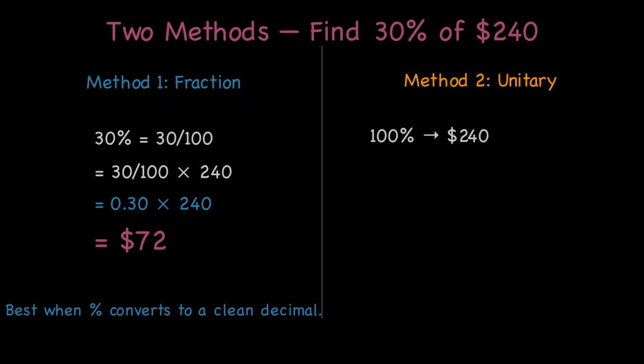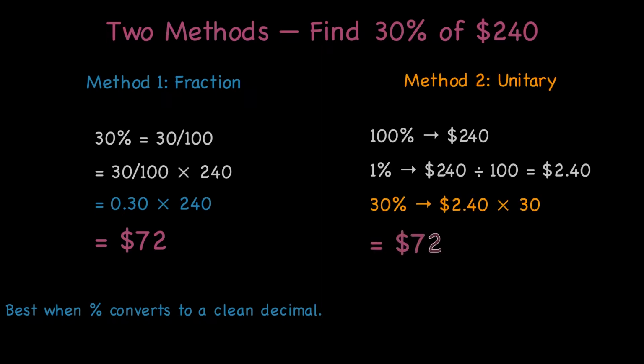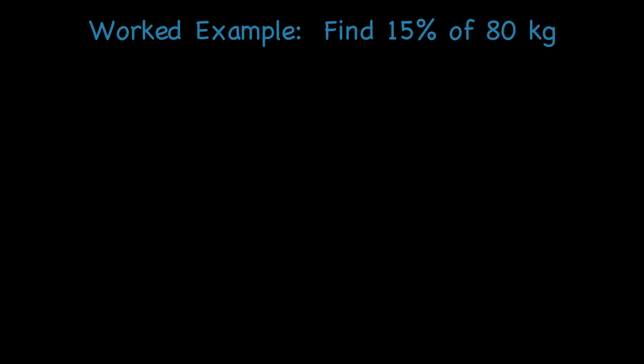Method 2, the unitary method. 100% is $240. So 1% is 240 divided by 100 equals $2.40. 30% is $2.40 times 30 equals $72. Both methods give the same answer, $72. Let me show you one more example, step by step.